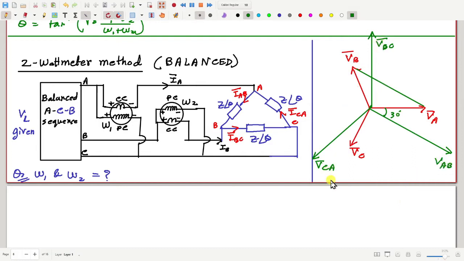Next what? Let us find the currents IAB, IBC and ICA. Okay, and so these magnitudes for these three line to line voltages are VL. So this is also VL. Okay, this magnitude is also VL. Now, if we assume theta to be positive, IAB will be here. This angle is theta.